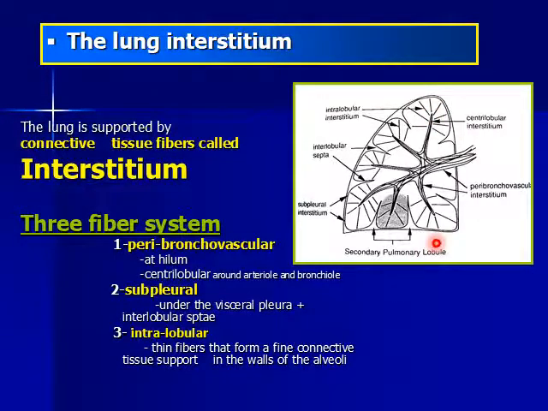The second type is called the subpleural interstitium. It starts in the pleura and extends along the interlobular septi. The third one is the connective tissue filling the rest of the secondary pulmonary lobule. So let us look here. The secondary pulmonary lobule's core contains the peribronchovascular interstitium. Its periphery contains the subpleural interstitium, and the rest of the secondary pulmonary lobule is supported by what is called intralobular connective tissue, or interstitium.